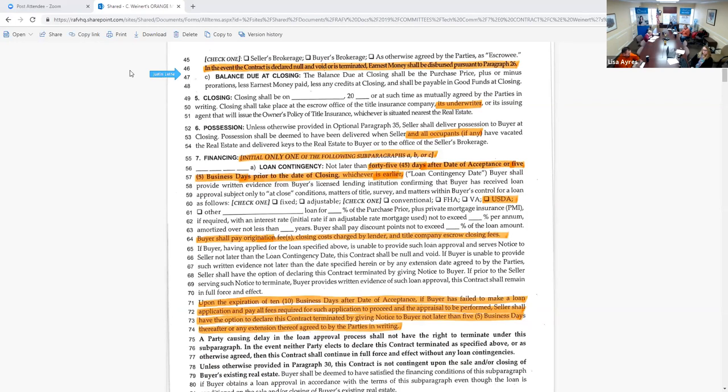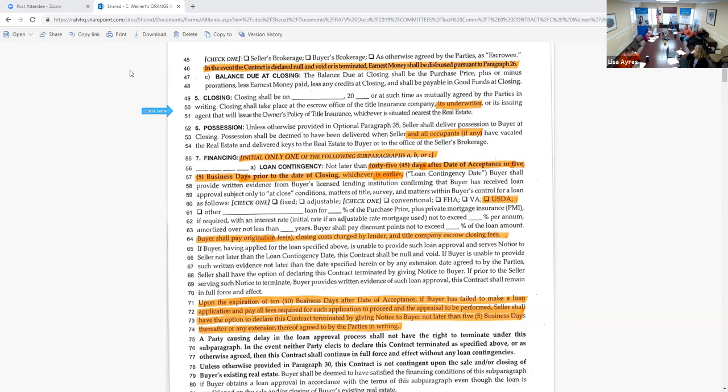On line 50, under closing, closing will take place at the office of the title insurance company, its underwriter, so that's new language, or its issuing agent that will issue an owner's policy of title insurance, whichever is situated nearest the real estate. We added underwriter because some of these title companies didn't have nearby locations. And you might sell the St. Charles property, but you might end up closing in Rosemont because that was the nearest location for the title company. So by including language about the underwriter, it is conceivable you could also then be closing in St. Charles.